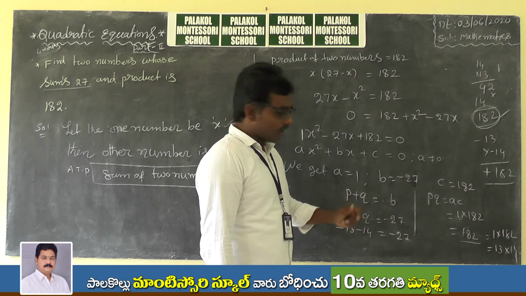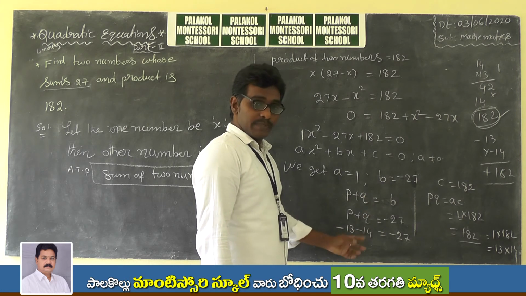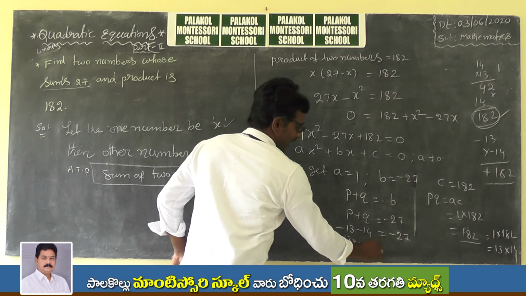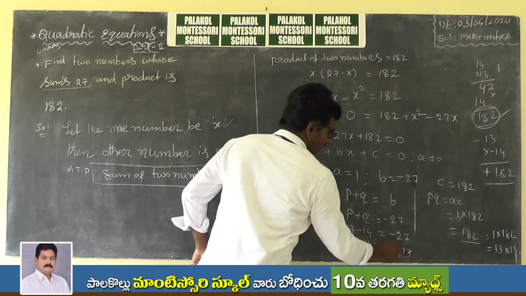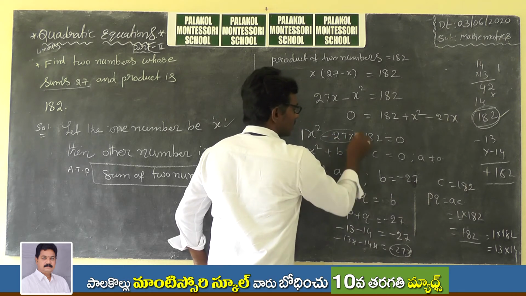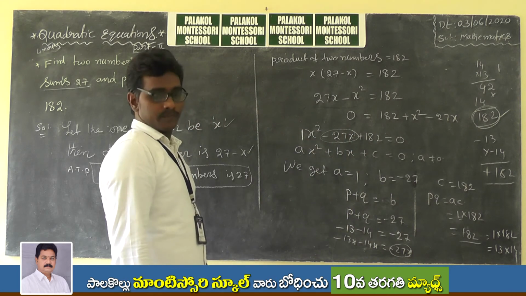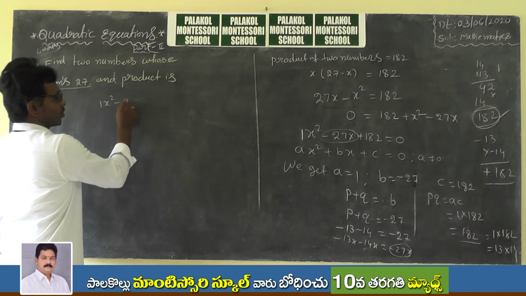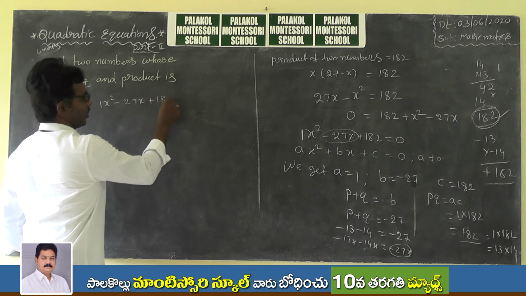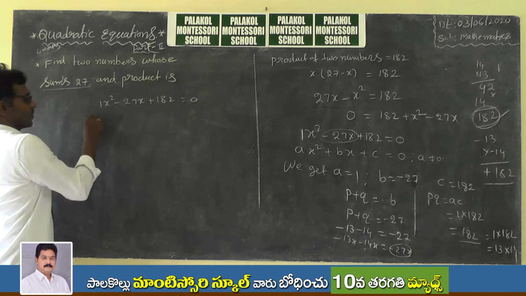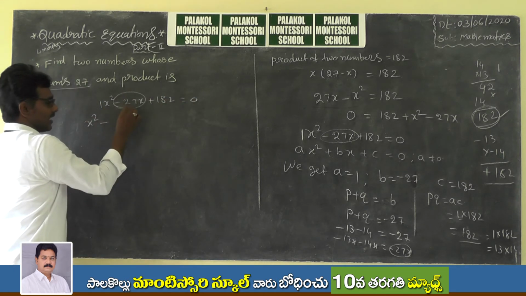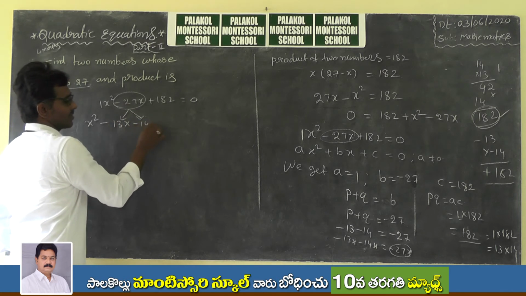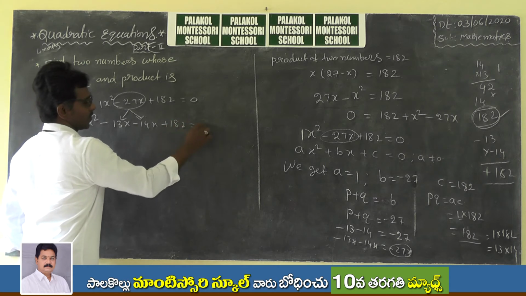Is it clear? Now, splitting the two terms, I can write minus 13x minus 14x is equal to minus 27x, which is the middle term of the quadratic equation. Now I write this: x squared minus 13x minus 14x plus 182 is equal to 0.